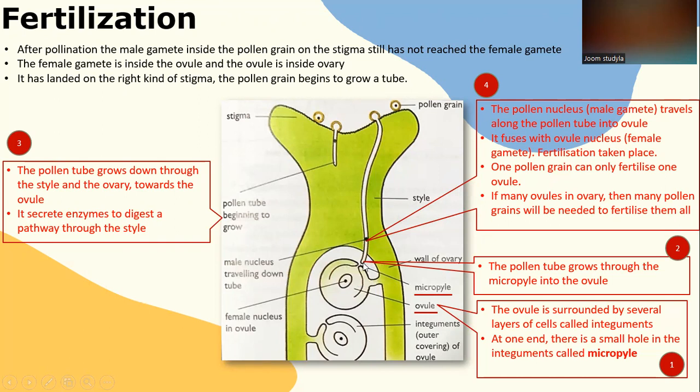When it touches the wall of the ovary, it touches this micropyle. And one pollen grain can only fertilize one ovule. If there are many ovules in the ovary, then many pollen grains will be needed to fertilize them all.